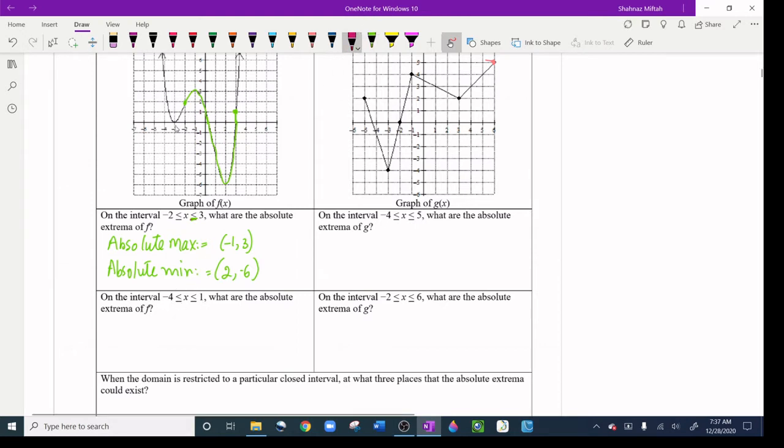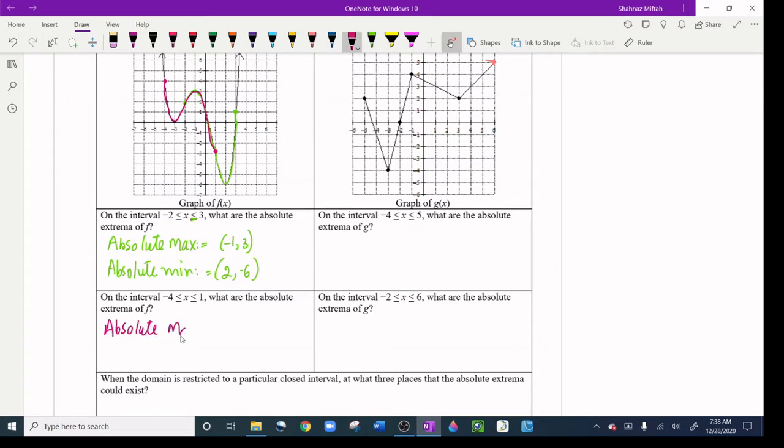So -4 and 1, so it's supposed to be closed. So I should have a point somewhere right here. This is -4 and 4. You know, 5 is going just a little bit over here. So that's 4. So I'm going to go from -4 to +1. What is +1? This is +1, and I think +1 goes all the way up here. Right there. That's +1. So now what is my absolute maximum and minimum here?